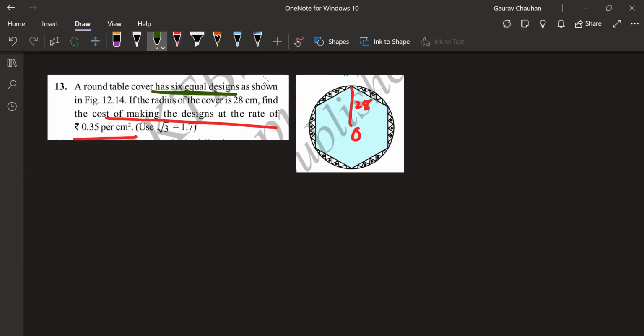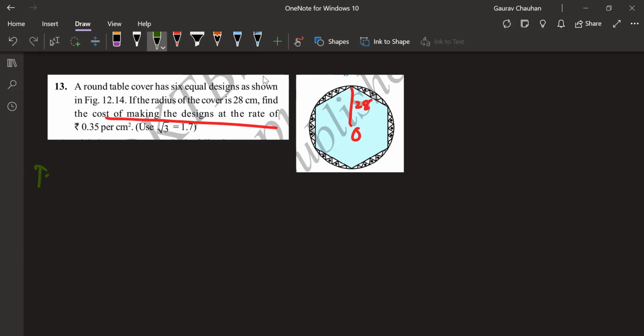If they would have not told you it is equal, they might have told. They will tell you regular hexagon is inscribed inside a circle. All of that language they will use. Your idea is to find what logic is going on in the background. Area of one segment into 6. Now my idea is I have to find area of one segment.